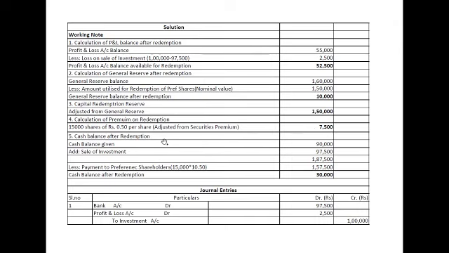And the last calculation, cash balance after the redemption, we'll do later. In the next phase, we will pass journal entries.